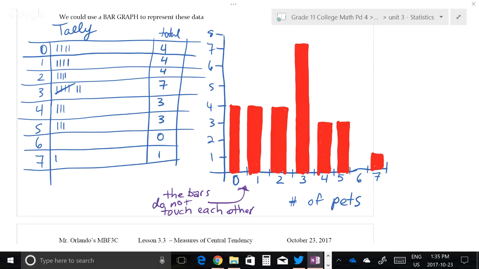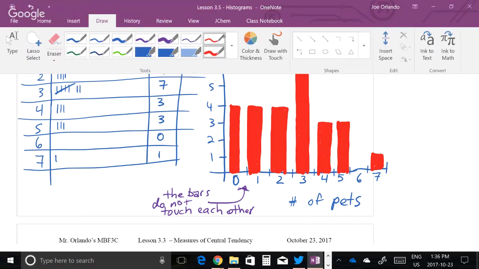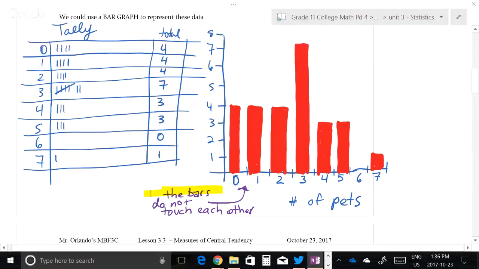If this had been how many people have cats, dogs, ponies, and chickens at home, down at the bottom we could have had cats, dogs, ponies, chickens, things like that, right? Anything that is discrete data, separate categories, a bar graph is the appropriate graph. And it really is key. One of the things we know is that if the bars aren't touching each other, we know that we are looking at a bar graph. And what kind of data is that? Discrete. Good. I'm so good at math. You are good at math.